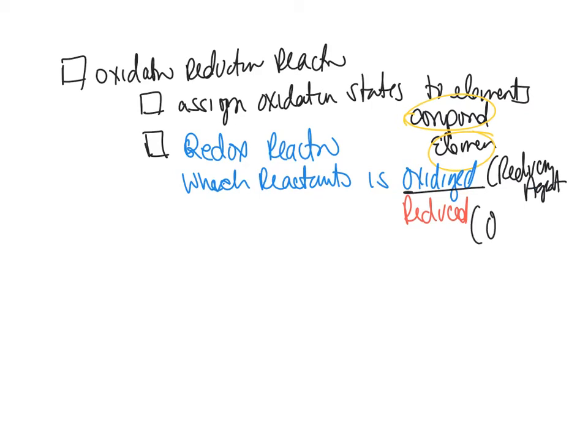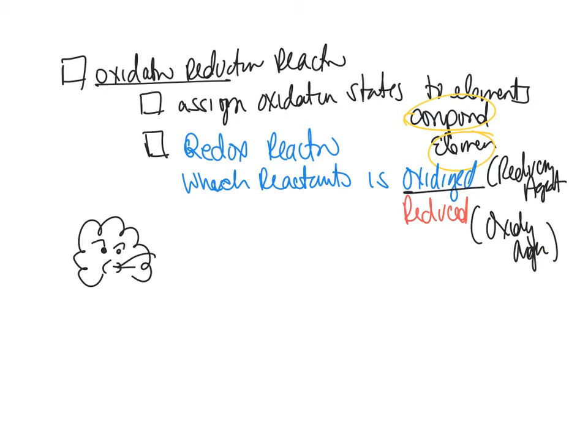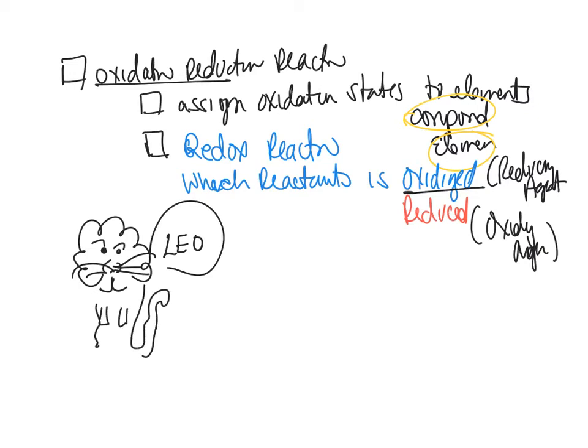And if it's reduced, it's the oxidizing agent. These are kind of bizarro world. So I always draw my, I don't know if you've seen this before, but this is Leo. Okay, Leo. Leo is a lion. I can draw my lion here. Okay, so Leo is a lion, and Leo says grrr. Okay, so Leo is the loss of electrons is oxidation.